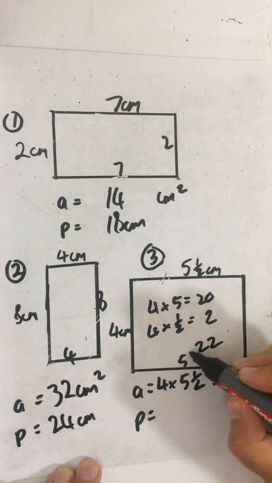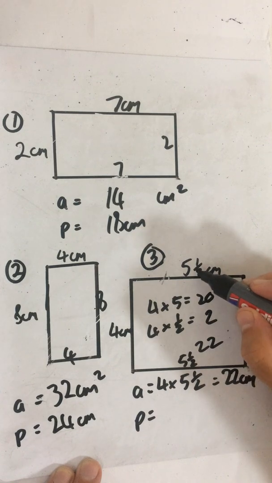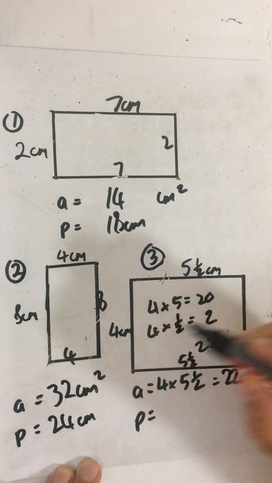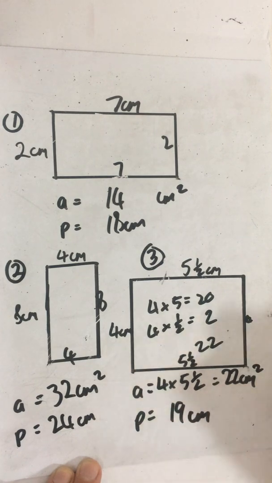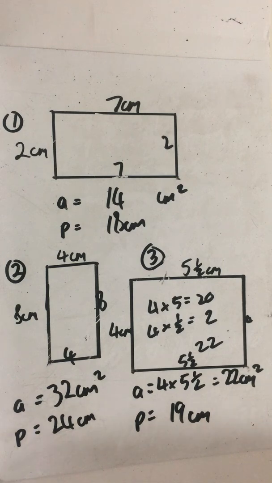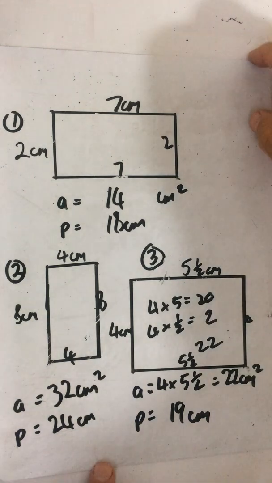And then we add them up. So 5.5 is 11, 15. Add 4, 19 centimeters. So hopefully we're okay with those in finding the area and perimeter of rectangles.